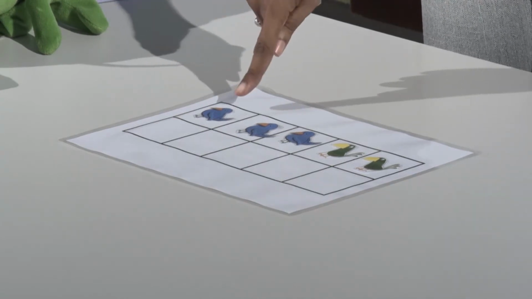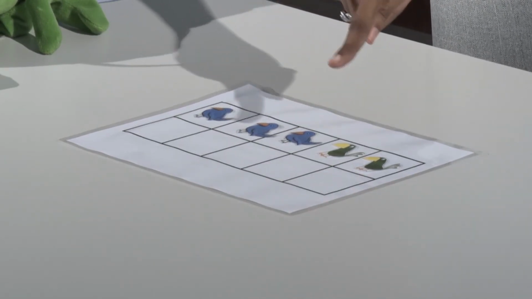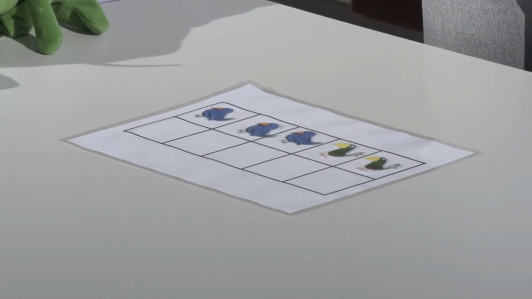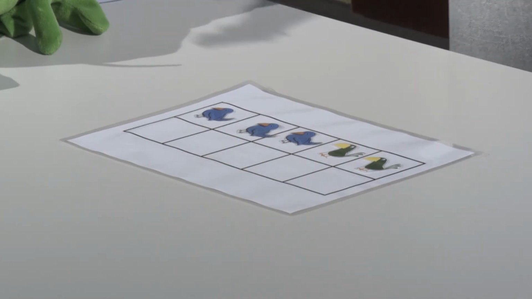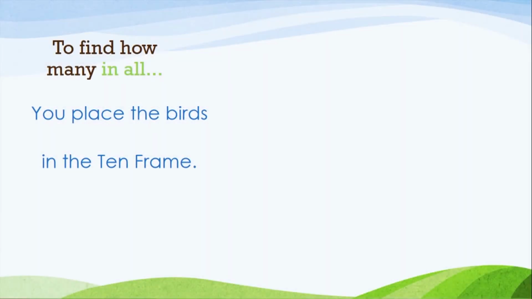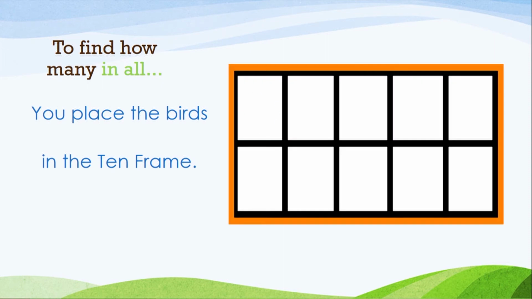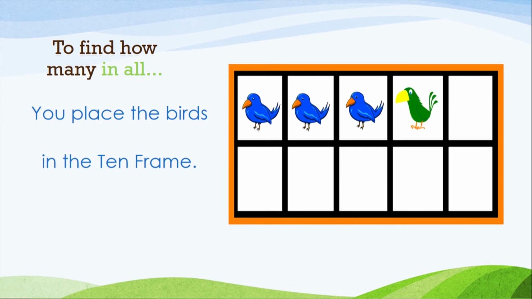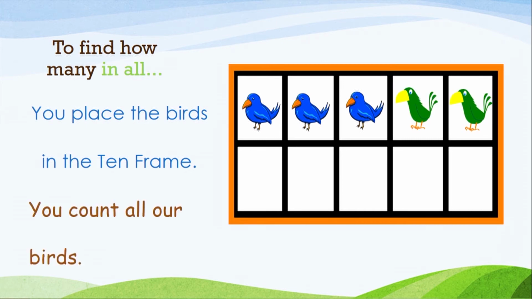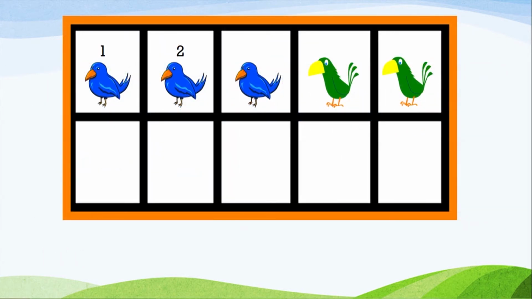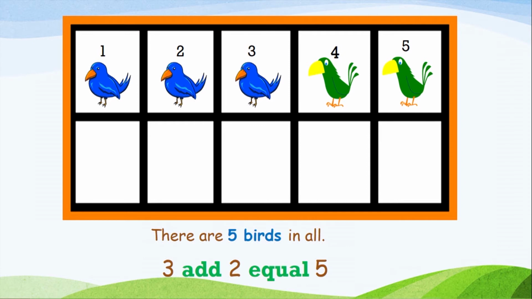Let's count. 1, 2, 3, 4, 5. 3 add 2 equal 5. There are 5 birds on the fence. So we place our birds in the 10 frame. 3 blue birds, 2 green birds. You count all your birds. 1, 2, 3, 4, 5. There are 5 birds in all. 3 add 2 equal 5.